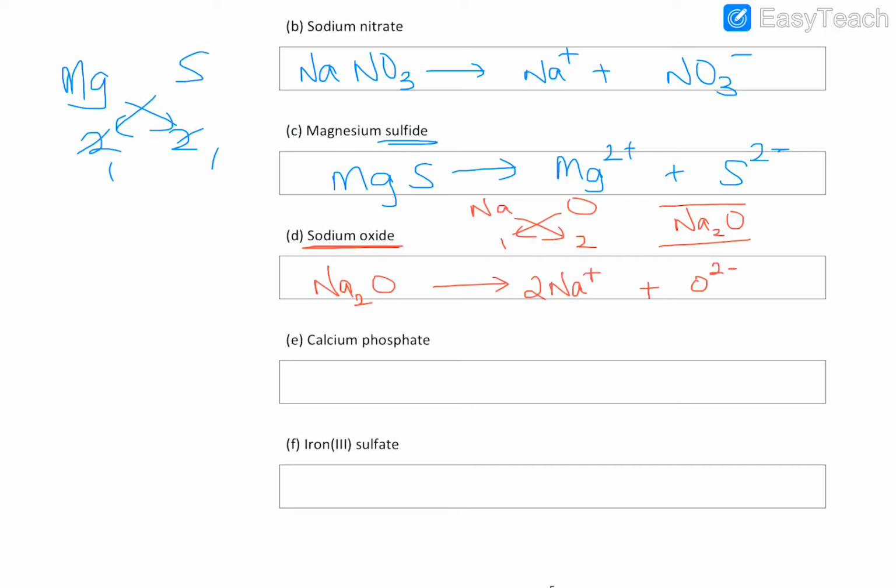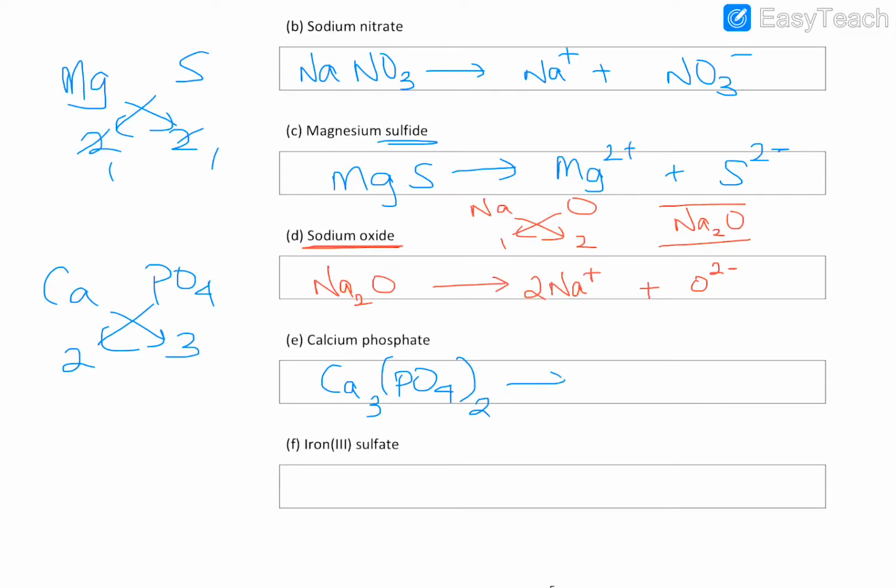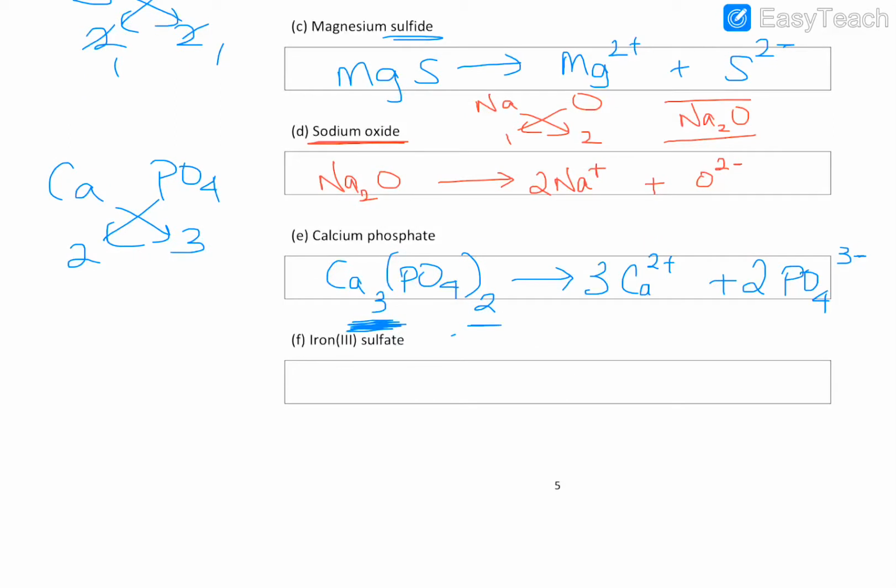Here you have the dissociation. And calcium phosphate, Ca, PO4, valency 2, valency 3, cross multiply. So Ca3(PO4)2. This will split, will give you Ca2+ because the valency of calcium is 2. PO4 will give you PO4 3- because the valency of phosphate is 3, and you'll have to balance it now. So you have 3 calcium and 2 phosphate, and the charges balance out.